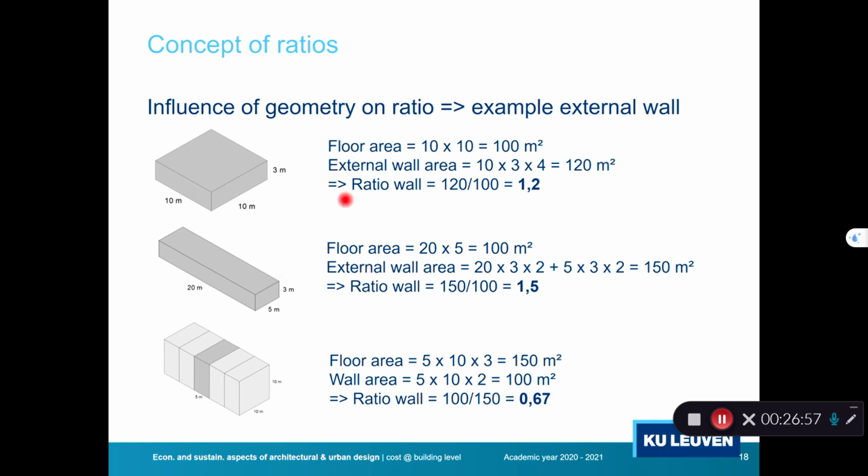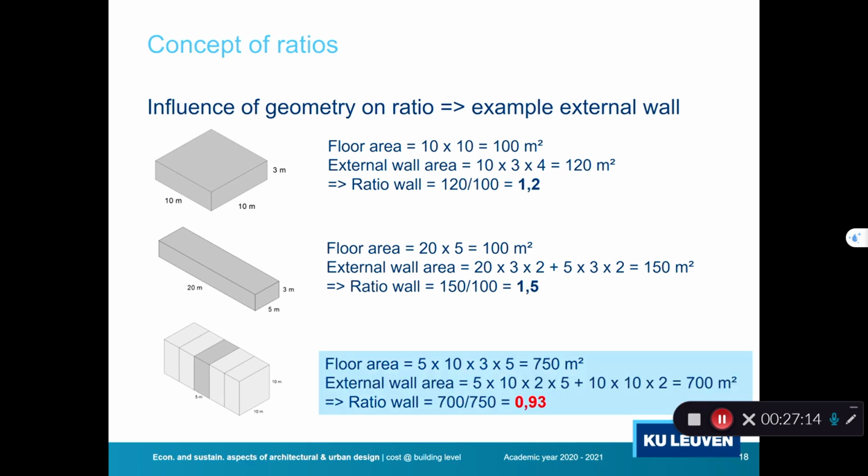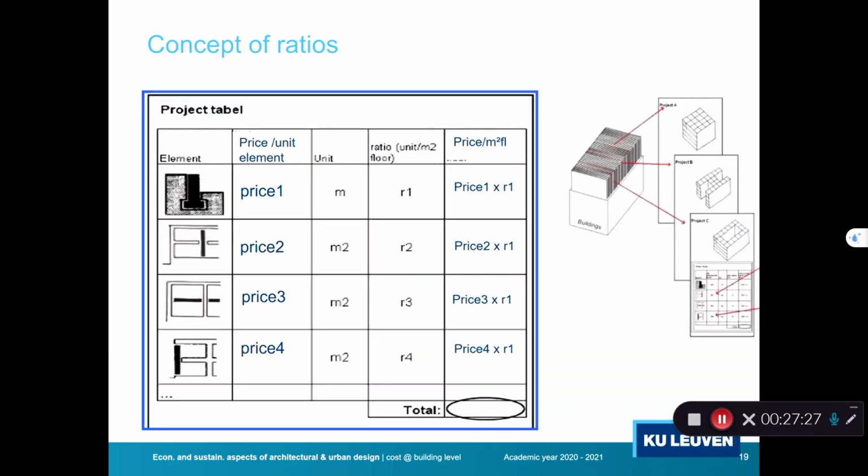If I compare these two, I know that I will have a higher cost for external walls in this building than in that building, because if the technical solution is identical, so my unit price, my price per square meter wall is identical, I will have a higher cost in this building because I have a higher ratio. So the lowest one has the lowest ratio, and if an external wall is very expensive, it means that this layout is preferred from an investment cost perspective. And that is hence what the ratio or the element method with ratios does.